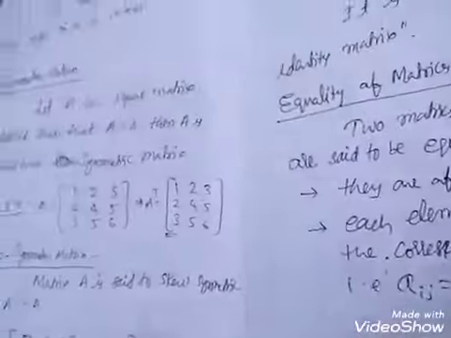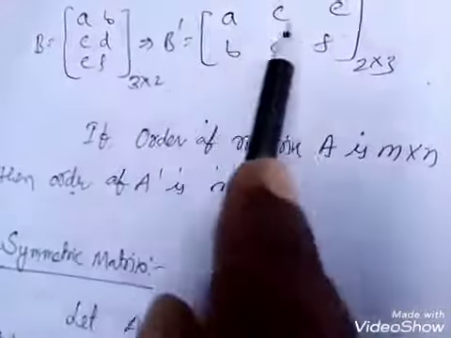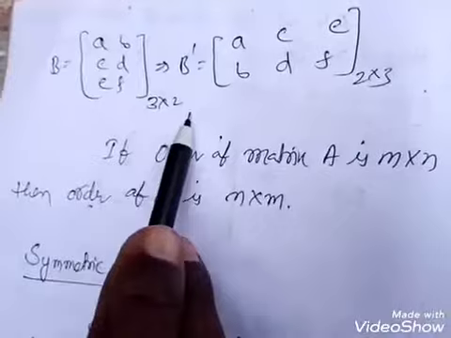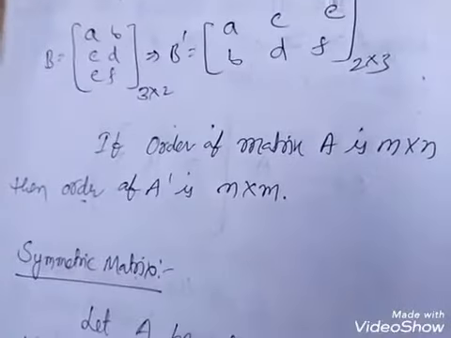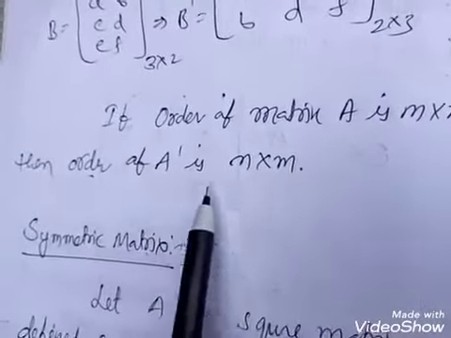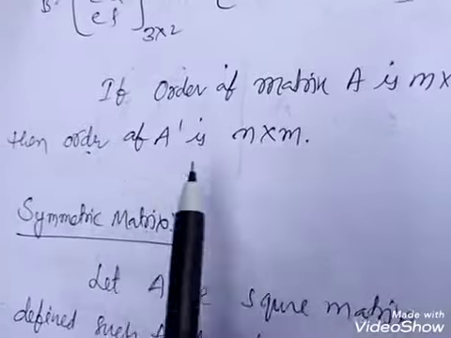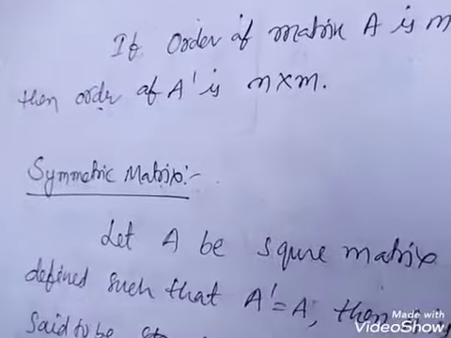If you take one more example, A is equal to a b c, d e f, this is of order 2 by 3, and A dash becomes 3 by 2. If the order of the matrix A is m by n, then the order of A dash is n by m. In a square matrix the order does not change. Only in the case of a rectangular matrix does it change.